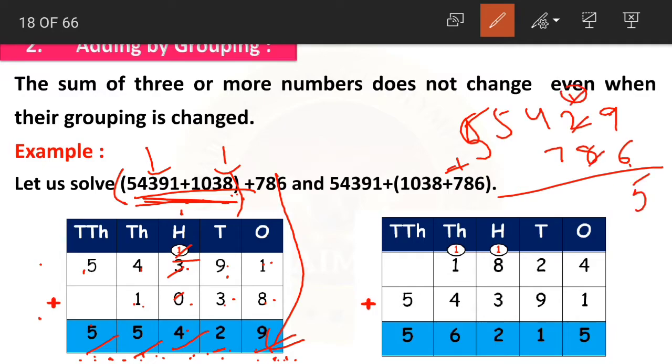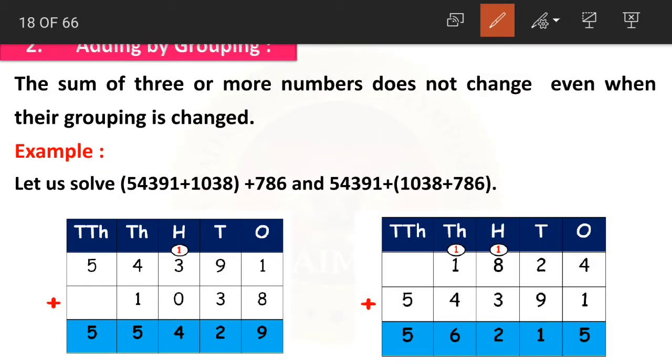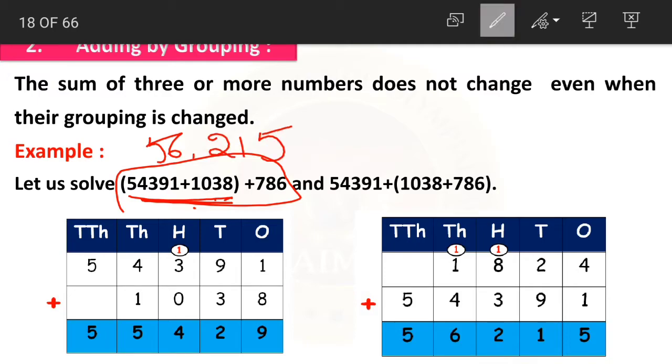1 plus 2, 3. 3 plus 8, 11. Yes, 1 carried and 1 written here. 4 plus 1, 5. 5 plus 7, 12. So 2 here, 1 carried. 5 plus 1, 6 and 5. What did we get? 56,215. Yes children, 56,215. The sum of what? The sum of these three, wherein 54,391 and 1038 are a group and 786 is left. 56,215 is our answer here.